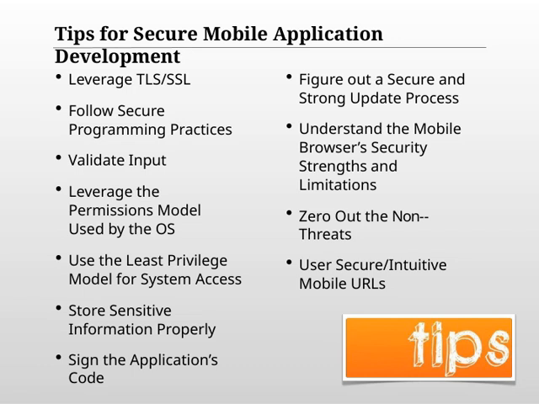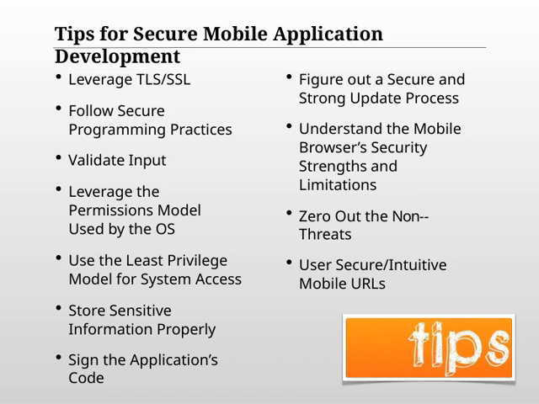First, leveraging TLS or SSL is crucial because it encrypts data in transit, ensuring that sensitive information isn't exposed to eavesdroppers. Next, following secure programming practices helps us avoid common vulnerabilities and write code that's resilient against attacks. Validating input is also key. This prevents malicious data from causing harm or gaining unauthorized access. It's important to leverage the permissions model used by the operating system. Understanding and properly implementing this model helps us control what resources our app can access.